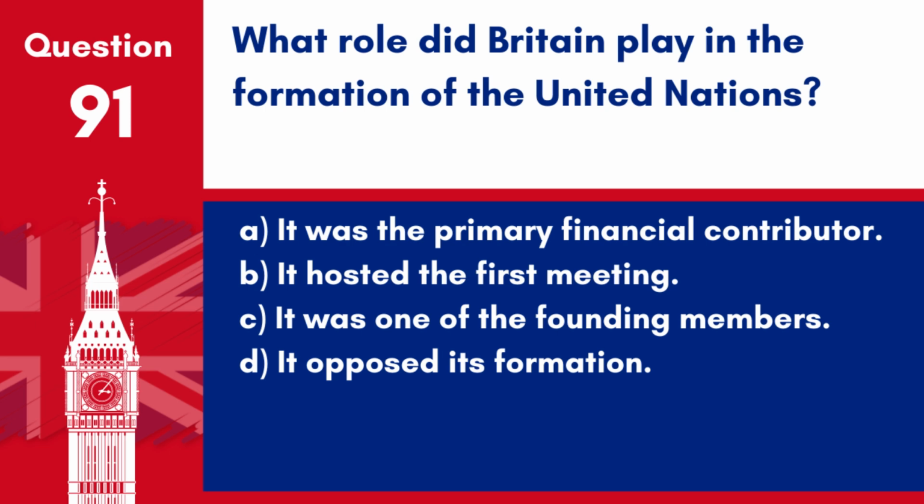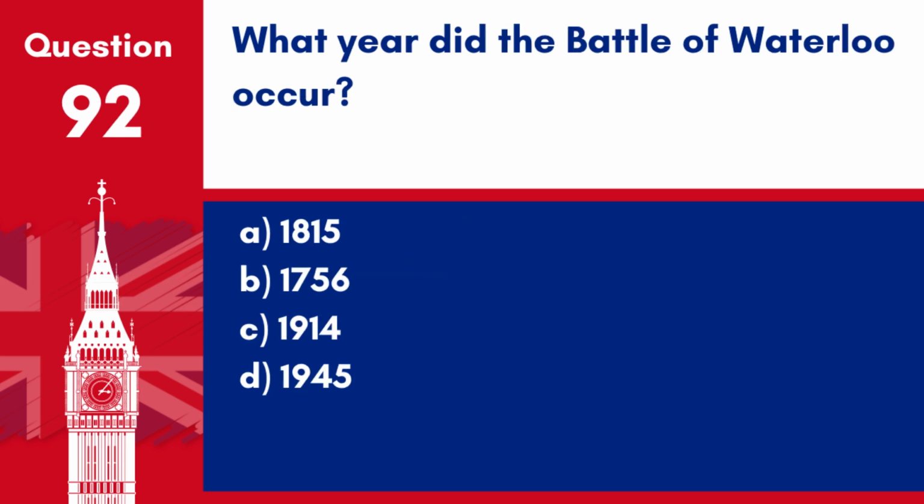Question 91. What role did Britain play in the formation of the United Nations? A. It was the primary financial contributor. B. It hosted the first meeting. C. It was one of the founding members. D. It opposed its formation. Answer: C. It was one of the founding members. Britain was one of the original founding members of the United Nations and played a significant role in its establishment post-World War II.